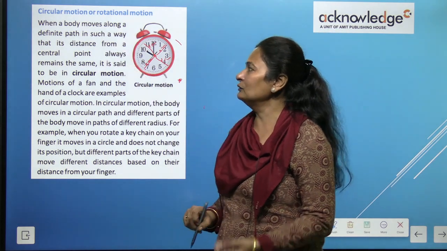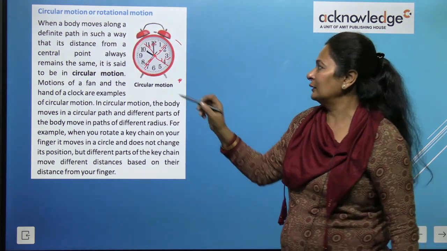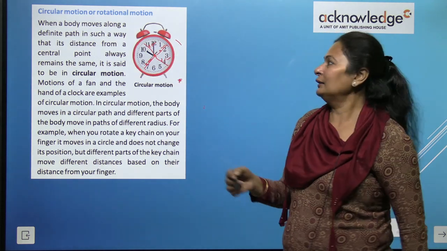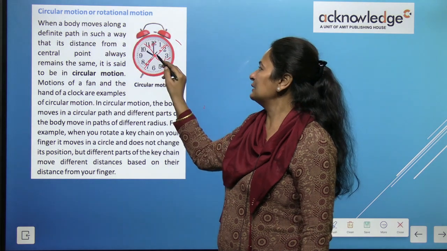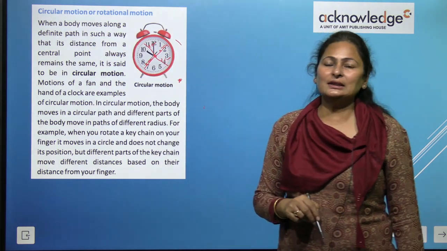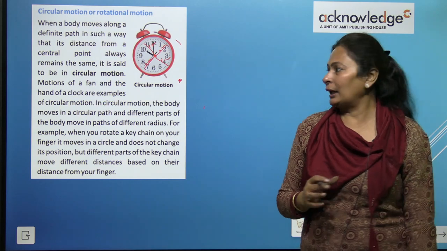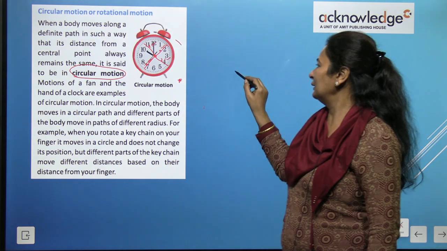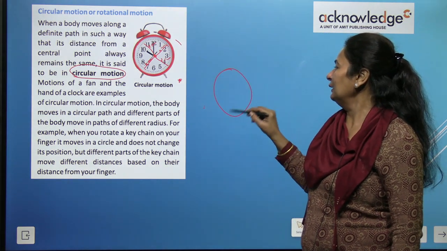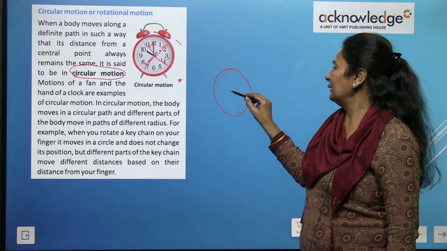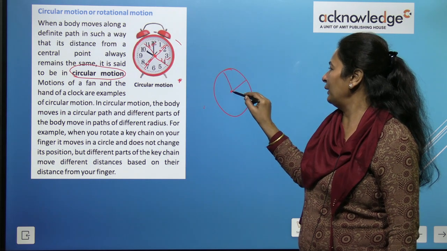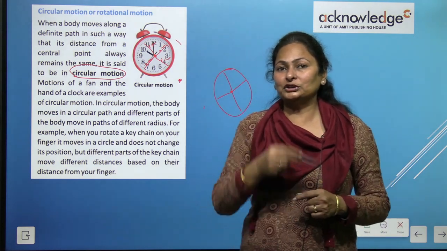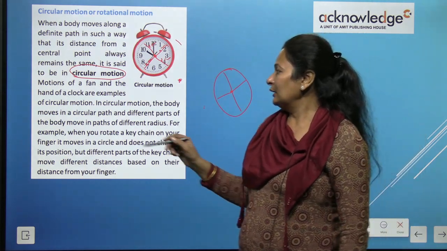So when a body moves along a definite path, this circle is the definite path, and in such a way that the distance from the center point always remains the same, this is called circular motion. It is moving in this circle, and the distance from the center is always the same. So we call it circular motion.